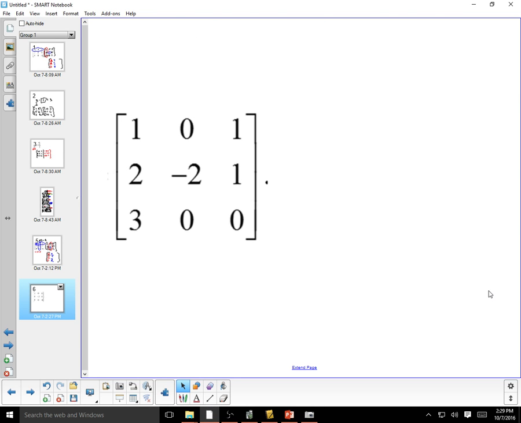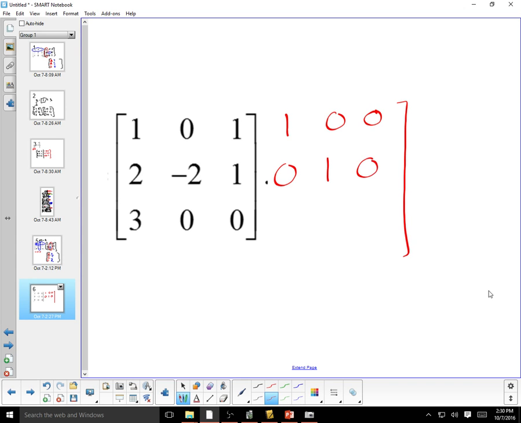Okay, you guys ready? This is how you go about finding the inverse matrix. The first thing you want to do is to augment the matrix you have here with the identity matrix that belongs to it. So in this case, we should have 1, 0, 0, 0, 1, 0, 0, 0, 1. Correct?